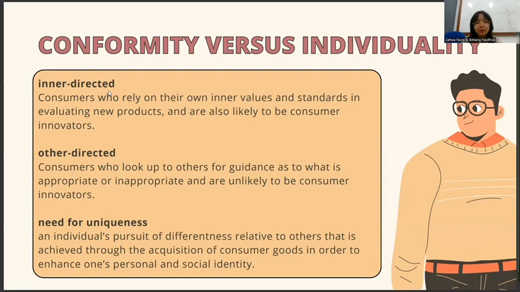Okay, the next one is conformity versus individuality. First is inner-directed: consumers who rely on their own inner values and standards in evaluating new products and are also likely to be consumer innovators. The second one is other-directed: consumers who look to others for guidance as to what is appropriate or inappropriate and are unlikely to be consumer innovators. And the last one is need for uniqueness, an individual's pursuit of differentness relative to others that is achieved through the acquisition of consumer goods in order to enhance one's personal and social identity.